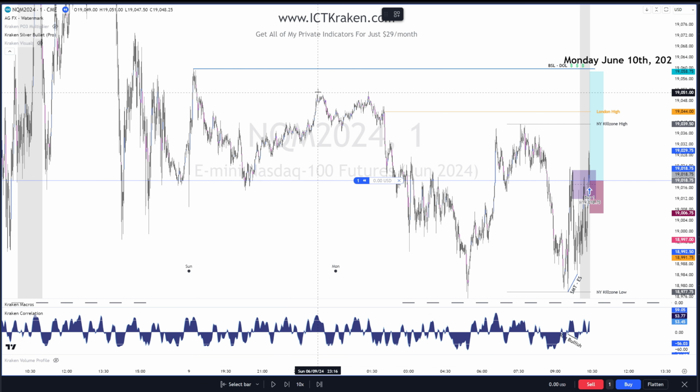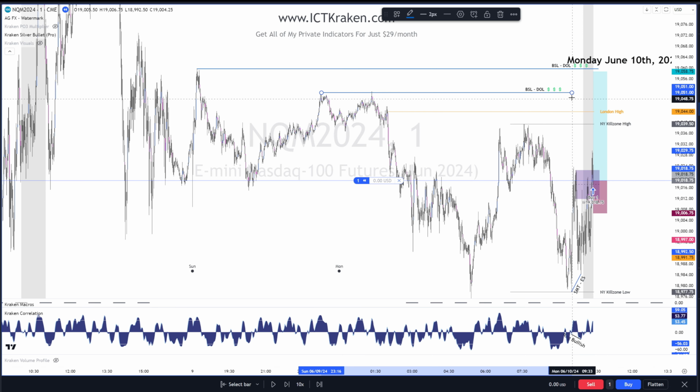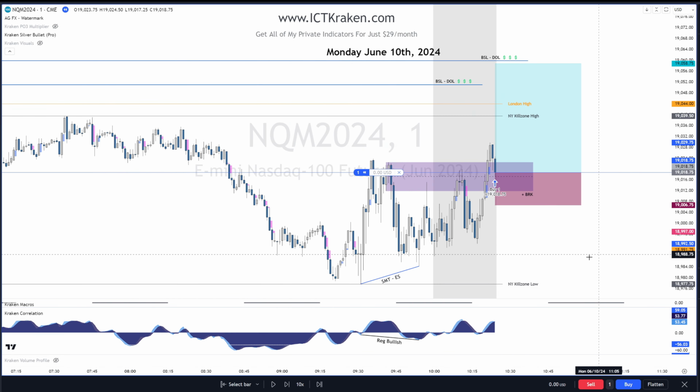Relatively equal highs right here. This is a good draw on liquidity as well. So let's put that over here. Let's target another target besides these two. So these are all the highs that we got here. Okay, so let's see. Sorry, let's go back through.